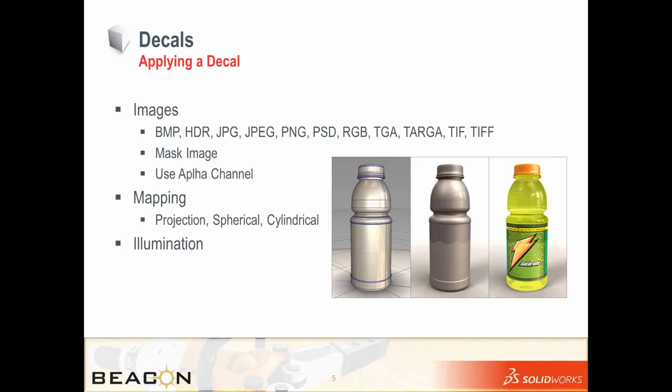You can bring in any of the images, BMP, PNG, JPEG, etc. You have again advanced options like you can mask the image, you can use alpha channel. When it comes to the mapping, you have different kinds of options like projection, spherical, or cylindrical, and you can have some advanced options like eliminate your labels or decals. So we'll look into all of this.